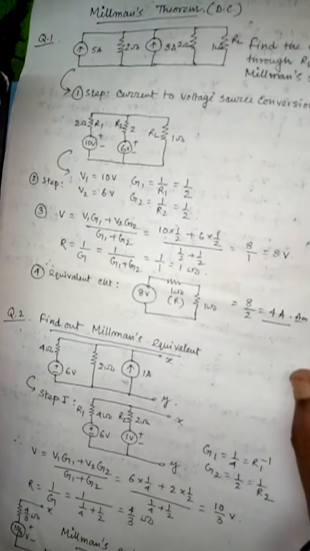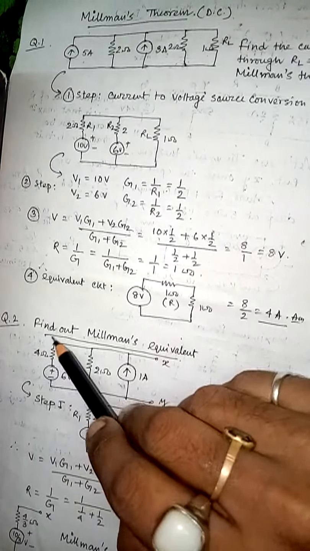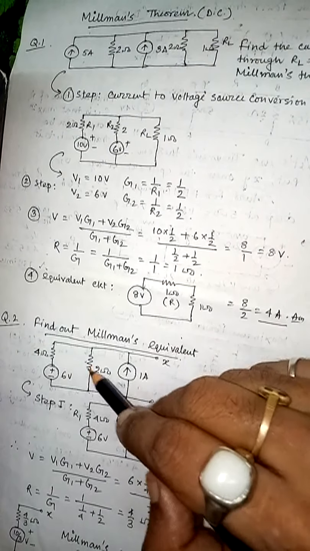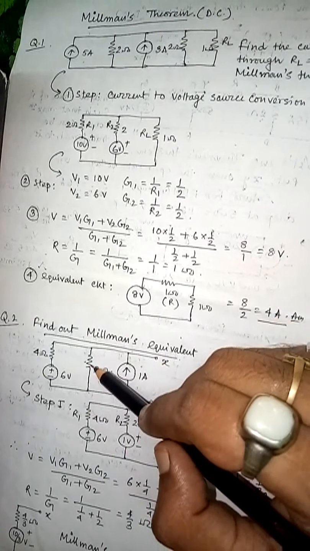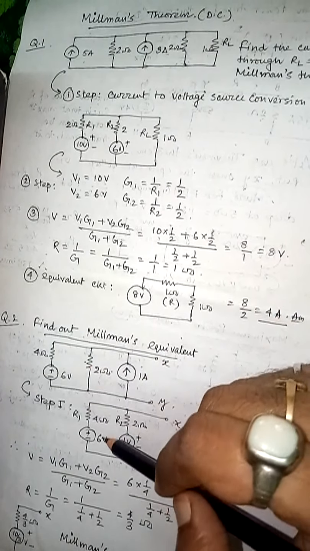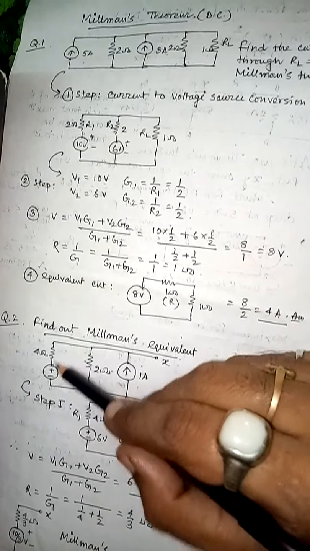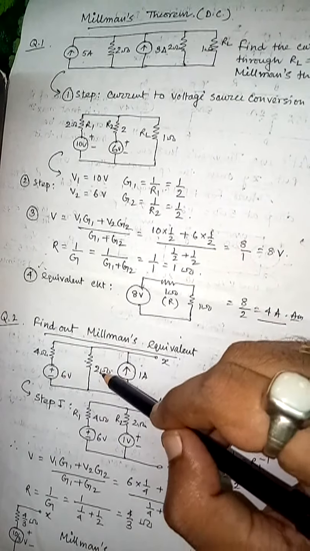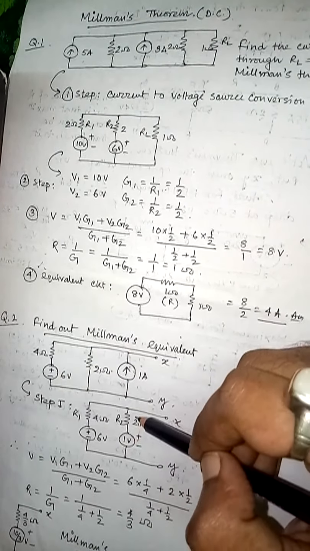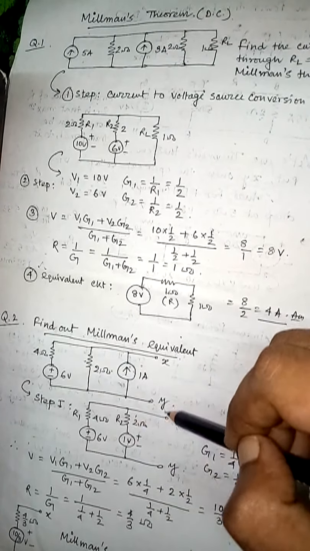I have prepared another one: find out the Millman equivalent of this particular circuit. So how to do this? First, step 1, you have to convert it. The 6 volt and this 4 ohm are already converted. Here it is 1 ampere and 2 ohm, so it is converted into 1 volt in series with 2 ohm resistance, and finally it is open.